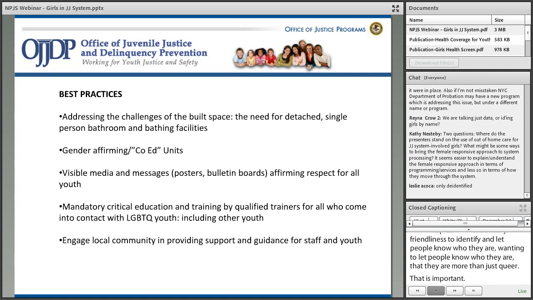So we're doing that all over in many of the institutions. For example, at the university, we now have what we call transgender gender-neutral bathrooms, which are just regular bathrooms with the door closed and you have privacy. Now, this need for detached or single-person bathing facilities is complicated in our current detention facilities, but it can be achieved.